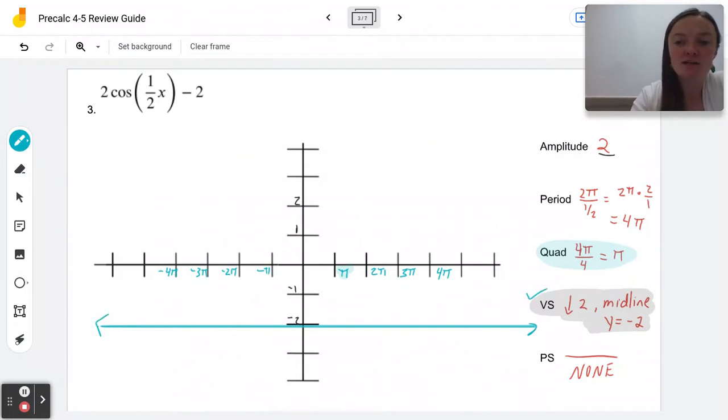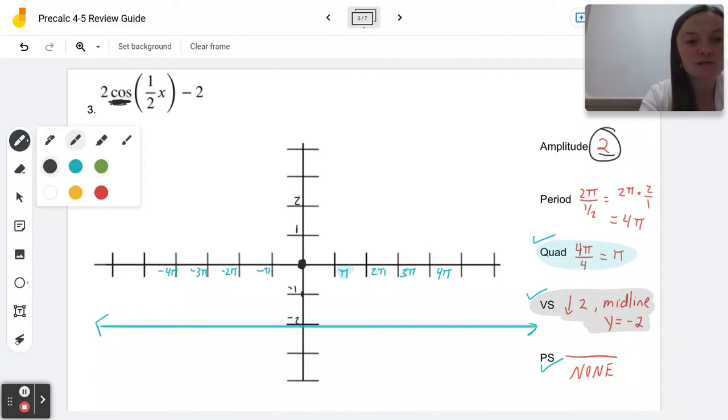All right, so the quadrant is done, the vertical shift is done. Let's go and talk about the phase shift. There is no phase shift. We don't need to worry about it, so we're ready to graph. Remember that cosine starts at a maximum. So from my midline, I need to go up an amplitude of 2. So let's go up 1, 2 to our maximum of cosine.